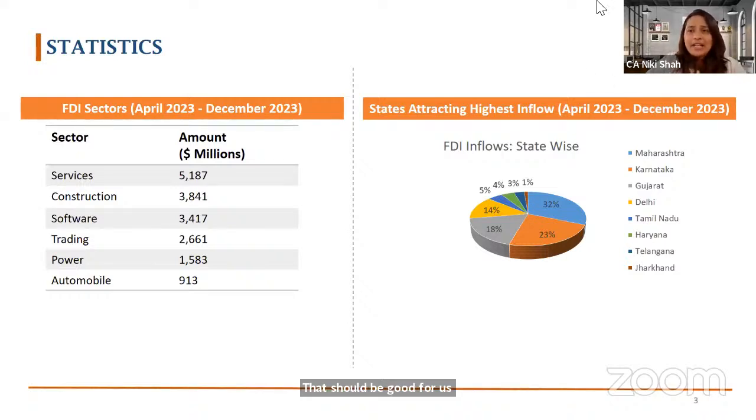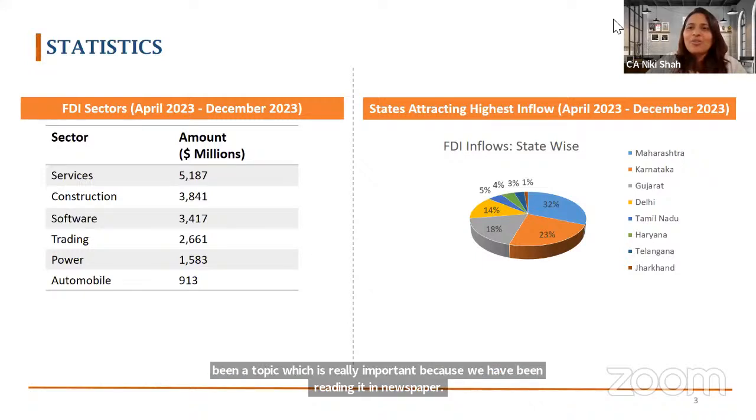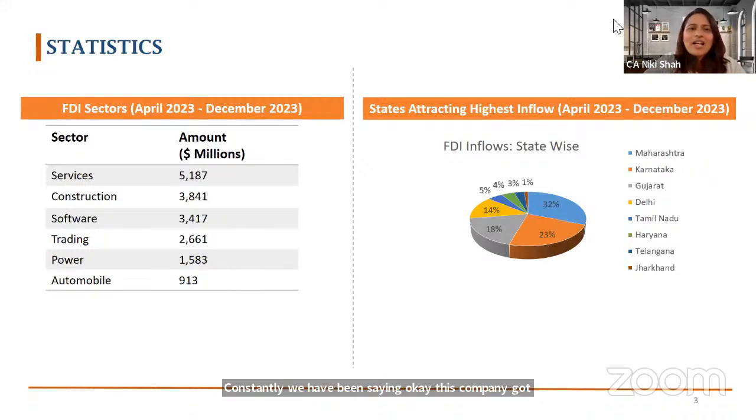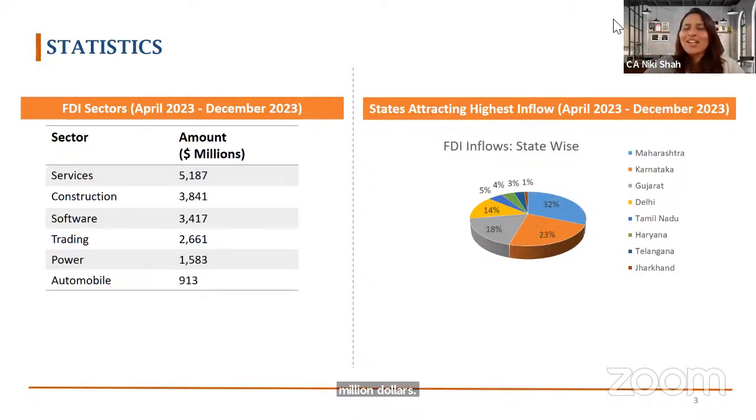So why FDI? FDI has been a topic which is really important because we have been reading it in newspapers constantly, saying this company got this funding, that company got that funding, and a huge inflow of funds comes into India via foreign direct investment or foreign currency. The sector that has been attracting the most FDI has been the service sector. If you see a report as of December 23, $5,187 million have come into India. Speaking of it, even my mouth drops, this is such a big number. Yes, so much investment has come into India, especially into the service sector.